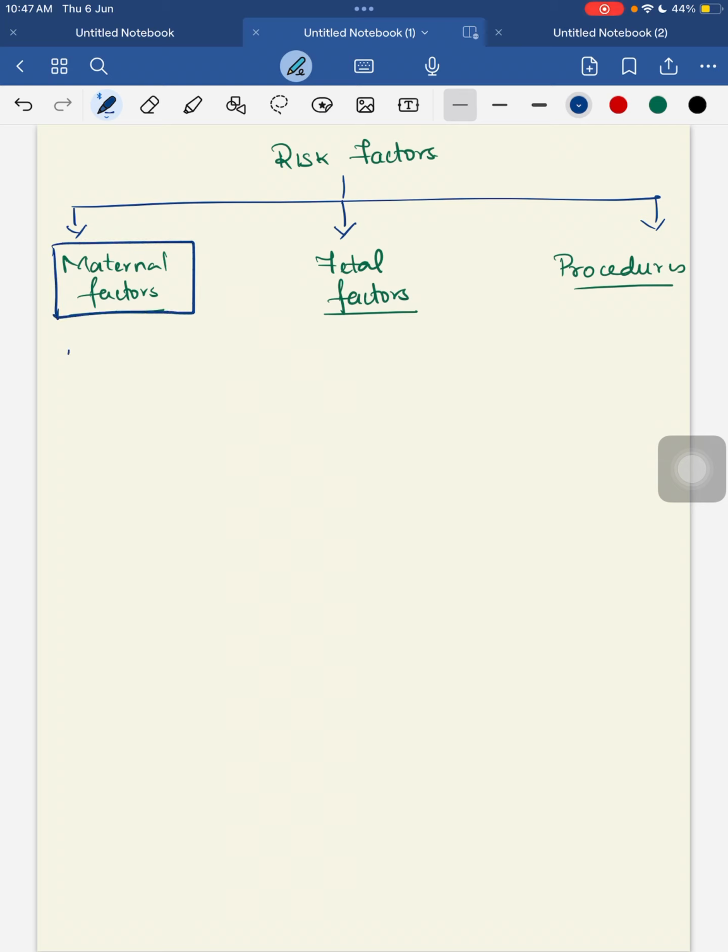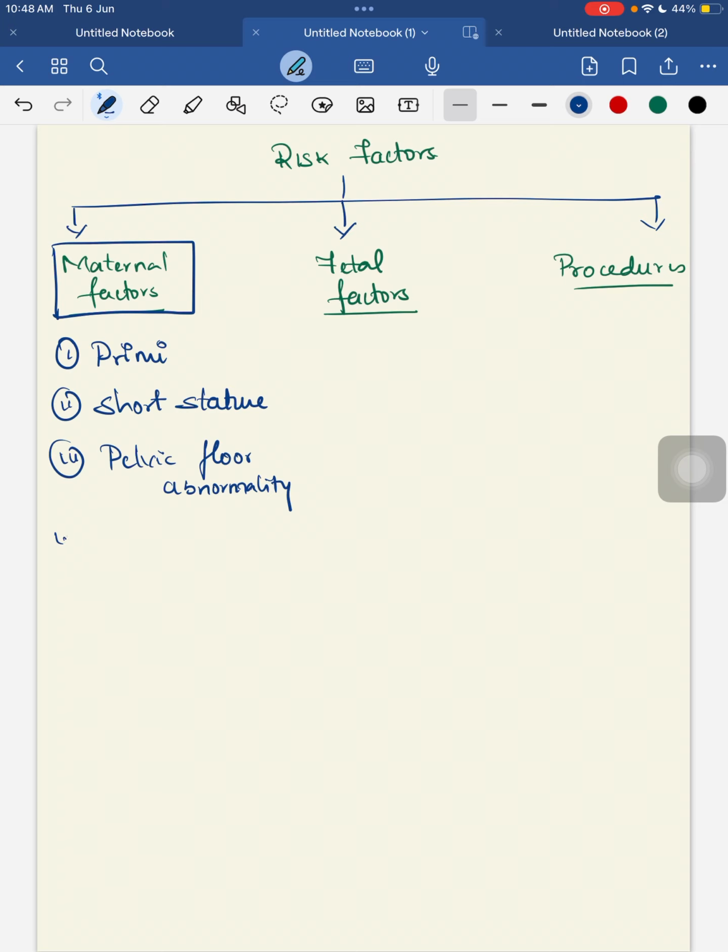Starting off with the maternal factors, first one is your primary mother or a primary gravida, second one short stature, third one is your pelvic floor abnormality, fourth one when the mother is obese. So these are the maternal risk factors for causing your birth injuries.